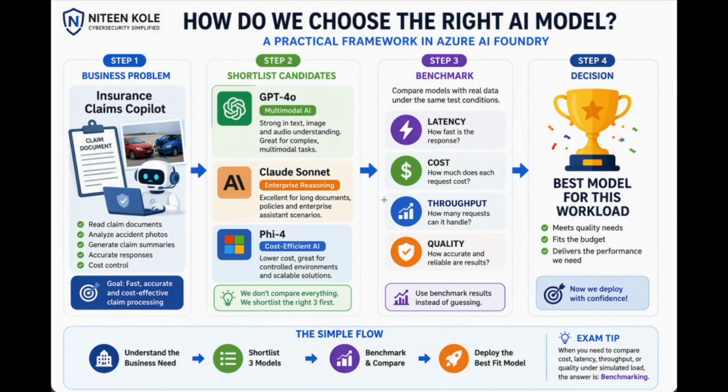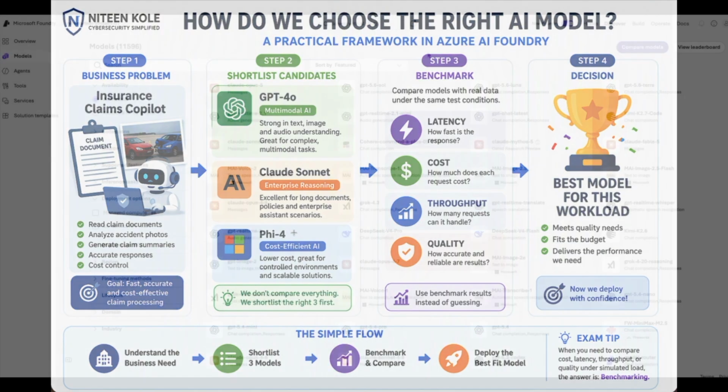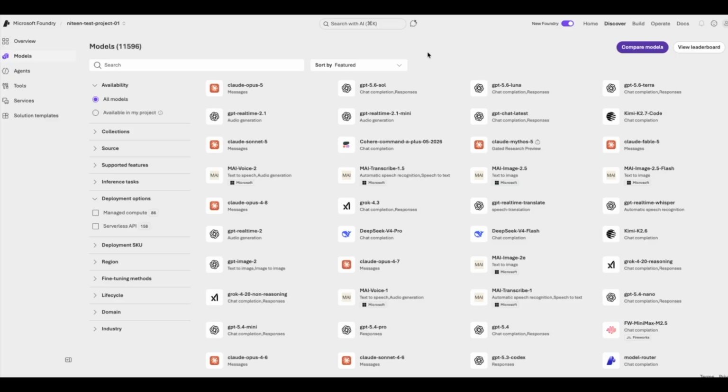Now, depending on my requirement, I have shortlisted three: GPT-4o, which is a multimodal AI, Claude Sonnet, with strong enterprise reasoning, and Phi, a cost-effective AI, so that we now have a minimal shortlist and can run a benchmark on them. Why I have selected three, I'll come to in a later part of the video. Notice here, we are not comparing 100 models. You cannot; it's not straightforward, at least in the Azure portal. You have to use different methods, say Python. Let's start with our main question, which is related to benchmarking.